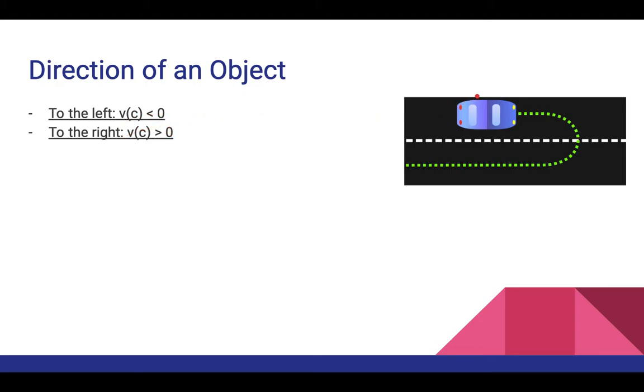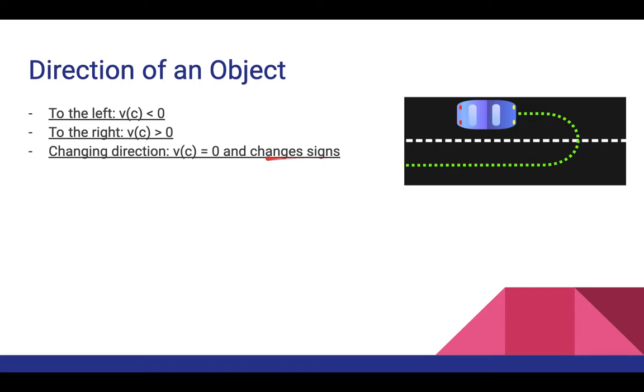As an example, with this car right here, our person is heading towards the right, so their velocity must be greater than 0. Now when our car is heading towards the left, they're heading in the leftward direction, so our velocity must be negative. If we're changing direction, that means we're going from right to left or left to right, which means we're going either from positive to negative or negative to positive for our velocity.